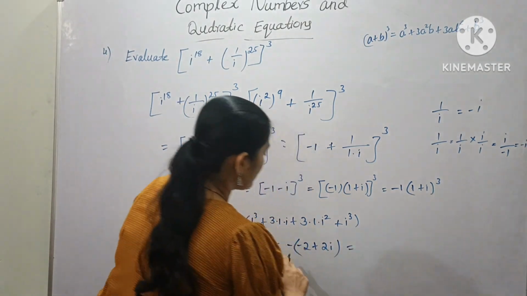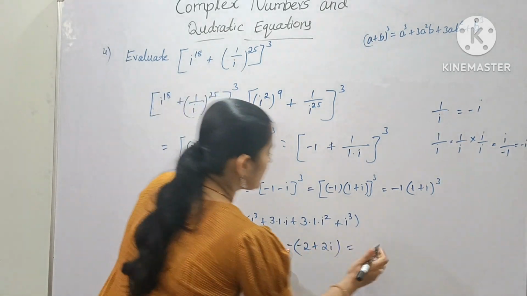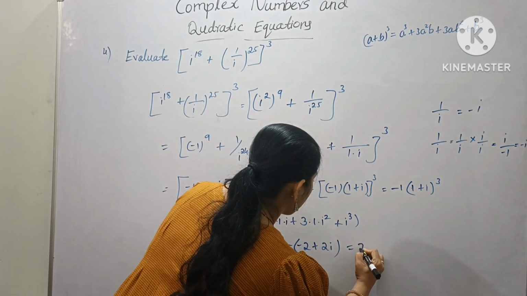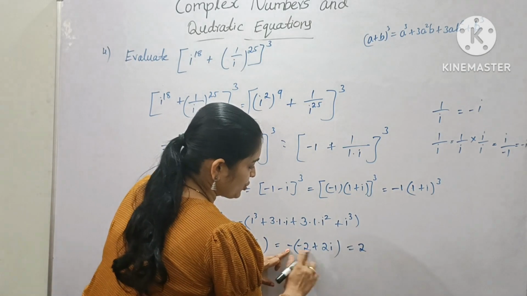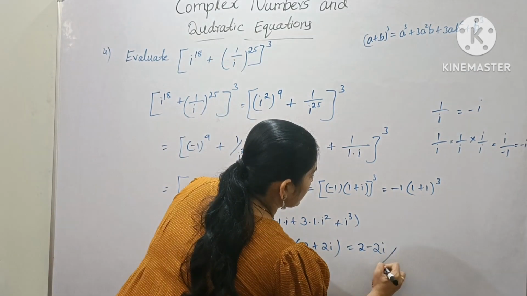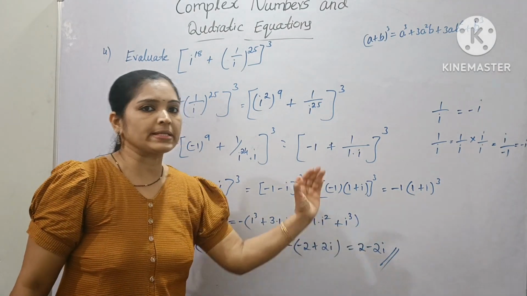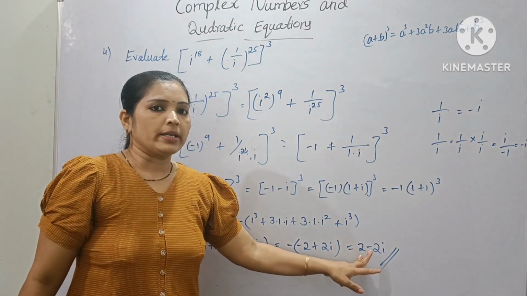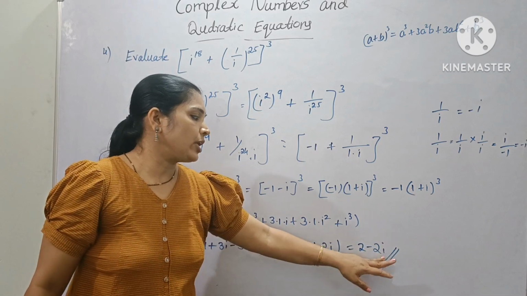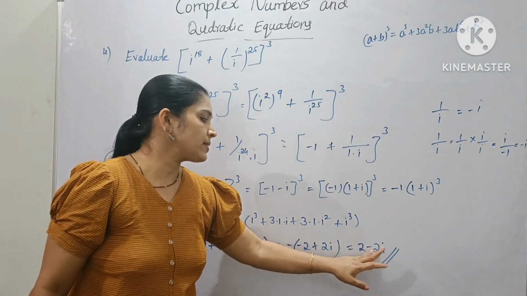That is equal to, now multiply this minus here. So you will get minus into minus 2, that is plus 2, and minus 2i. That's all. See, now it is of the form of a complex number a + ib. Here the real part of z is 2 and the imaginary part of this complex number is minus 2.